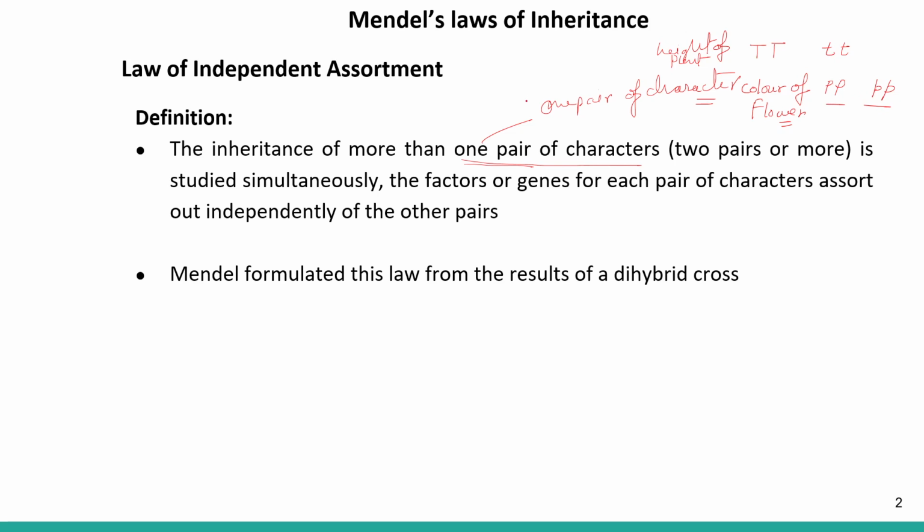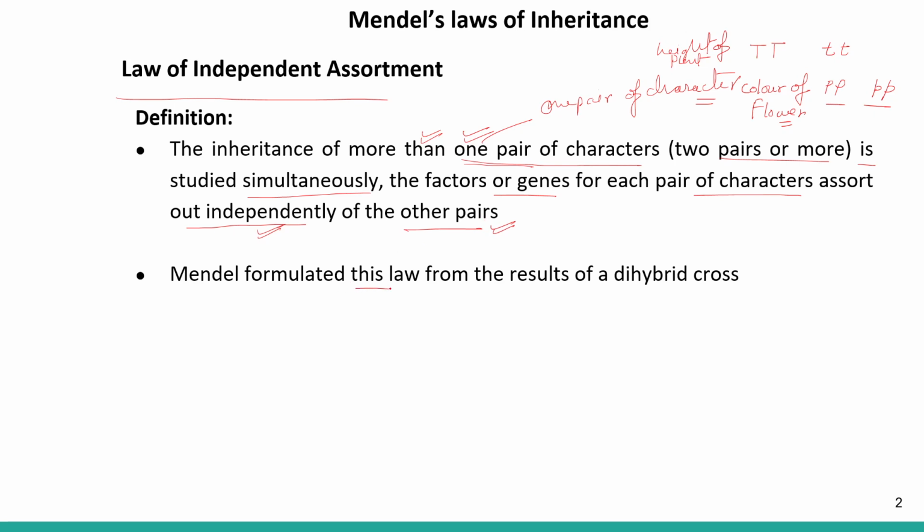But here, for the law of independent assortment, we are going to take more than one pair of characters. Two pairs or more are studied simultaneously. The factor or gene for each pair of characters is sorted independently, meaning they mix independently and make different combinations with other pairs. So we are going to study this.